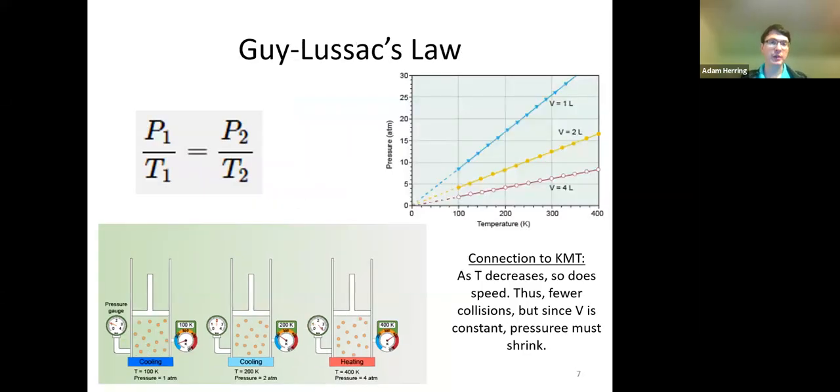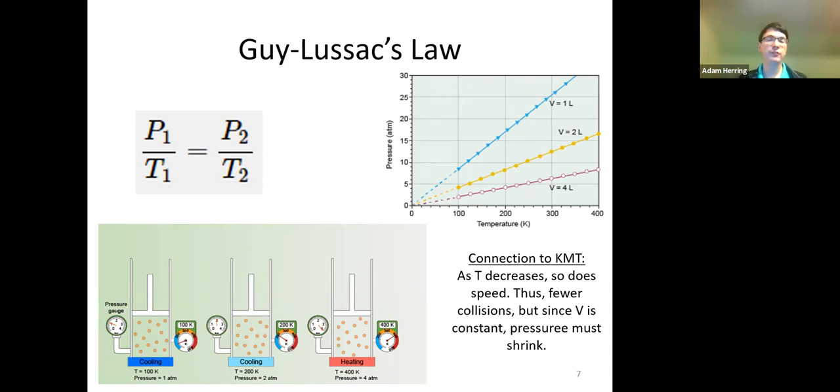Our last relationship is the Gay-Lussac law. And what we're doing here is looking at the pressure of the gas as a function of the temperature. What we see is that they have a direct relationship. Or in other words, as the temperature goes up, so does the pressure. And there's a connection between the kinetic molecular theory. That is, that as the temperature increases, the speed will increase, whereas the temperature decreases, the speed will decrease.